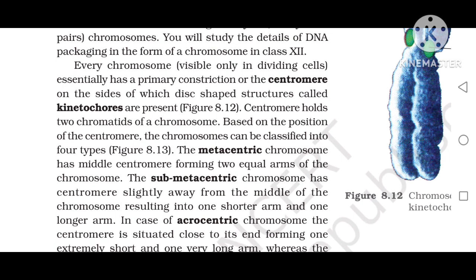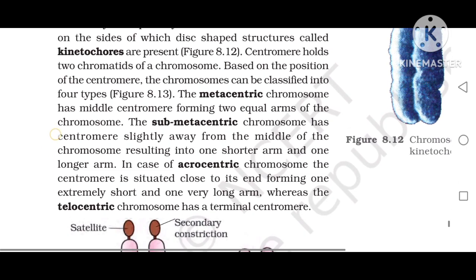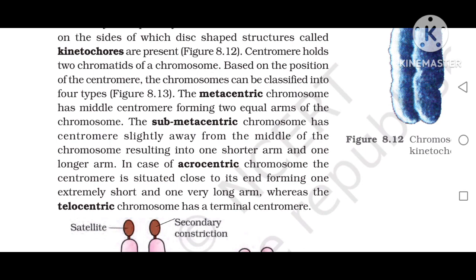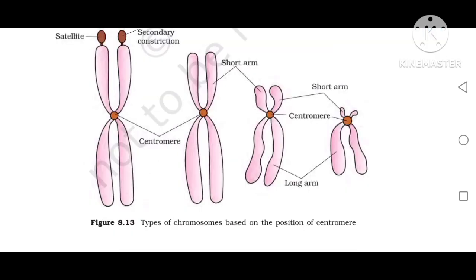Figure 8.13. The metacentric chromosome has a middle centromere forming 2 equal arms of the chromosome. The submetacentric chromosome has the centromere slightly away from the middle of the chromosome, resulting in one shorter arm and one longer arm. In the case of an acrocentric chromosome, the centromere is situated close to its end, forming one extremely short and one very long arm, whereas a telocentric chromosome has a terminal centromere.